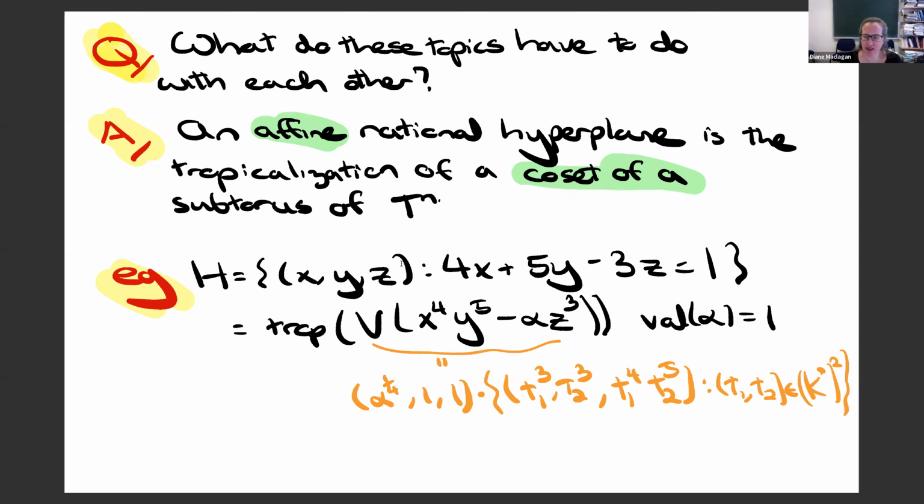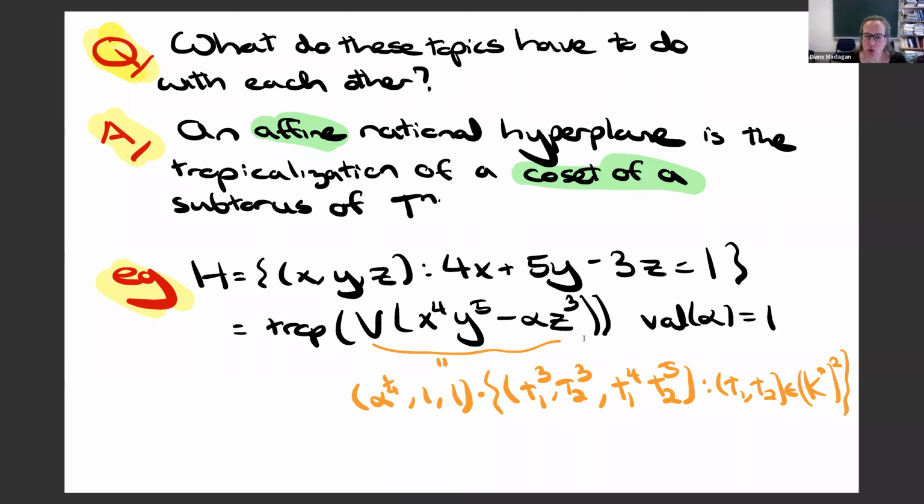So the idea here, the mantra of tropicalization, for those who haven't seen it before, is you turn multiplication into addition and addition into minimum. And normally here, if I turn this into x to the fourth, y to the fifth over alpha z cubed, I would get, when multiplication turns into addition, 4x, 5y, 3z, and then a 1. Okay, so that's the hyperplane.